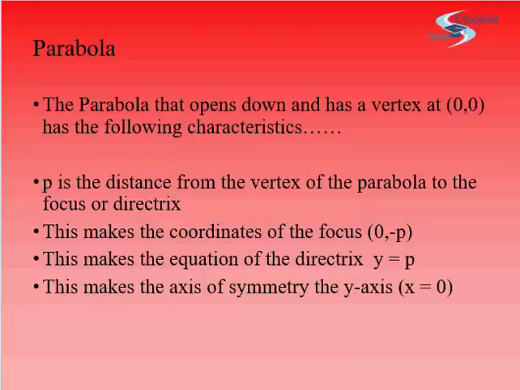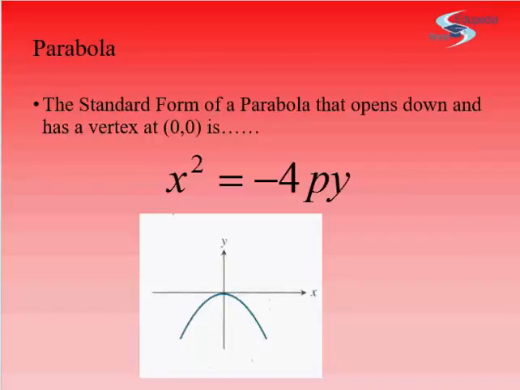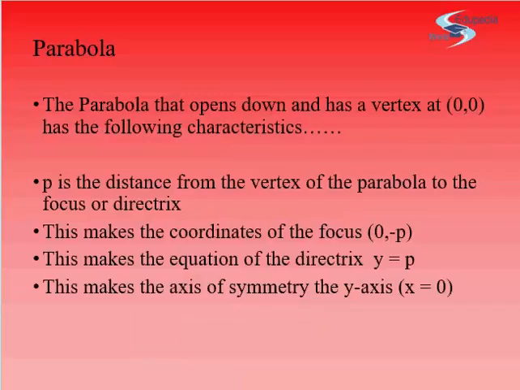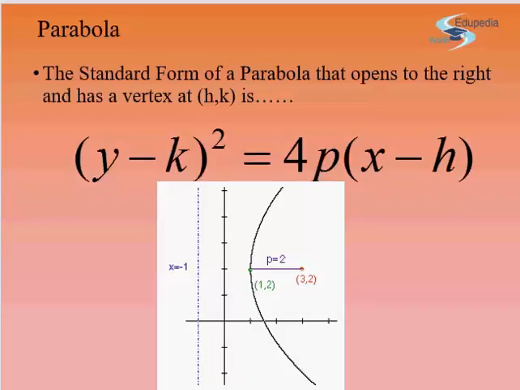And the axis of symmetry, as we can see over here, is once again the y-axis where the x value is equal to 0. Now, we have already talked about parabolas that open to the right and open to the left, which are centered at 0 comma 0. But what about parabolas that open to the right or open to the left but are not centered at the origin? I mean, every parabola does not have a vertex at 0 comma 0. So what about those parabolas?